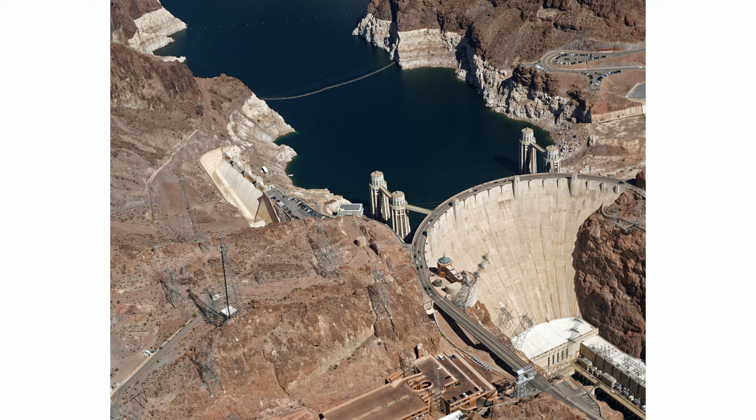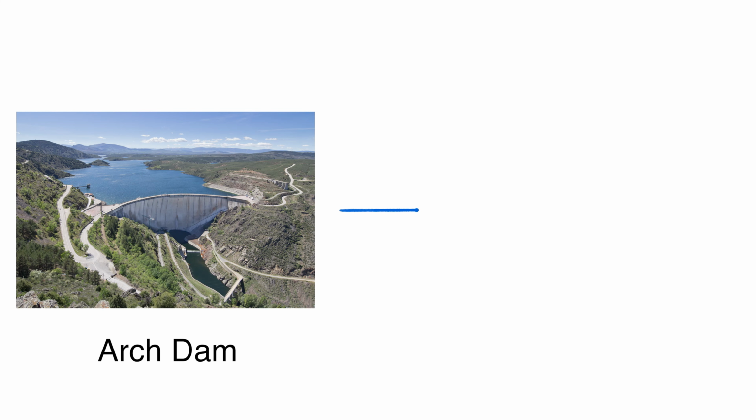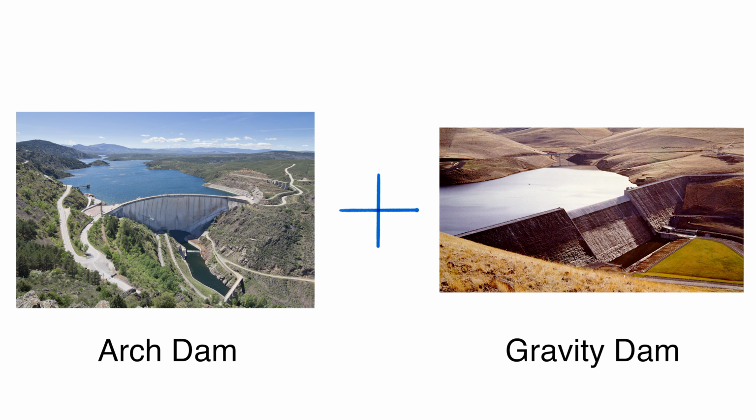Like we mentioned a bit earlier, the Hoover Dam is an arc gravity dam. So what does that mean? An arc gravity dam is a combination between an arc and gravity dam. Let's go over what each of these are.